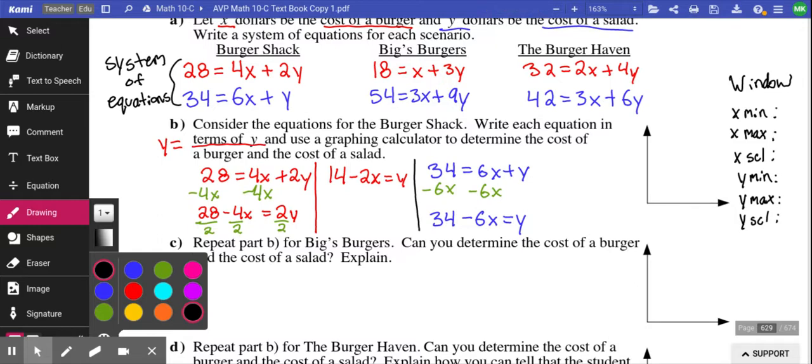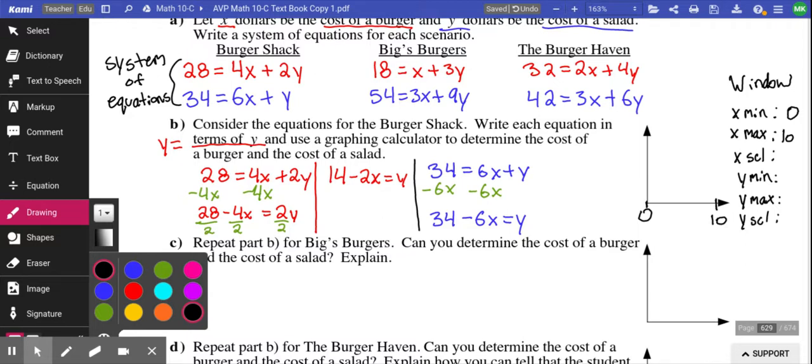So for instance, if I wanted to graph this situation where I know x is the cost of a burger and y is the cost of a salad, then I could think of not x min, but the minimum cost of a burger. And the minimum cost of a burger would be $0. So that would be your x min right there. Your x max, the most that you could charge for a burger, I don't know, if you're paying $10 for a burger, it'd be a pretty good burger, I suppose. So that would be your x maximum.